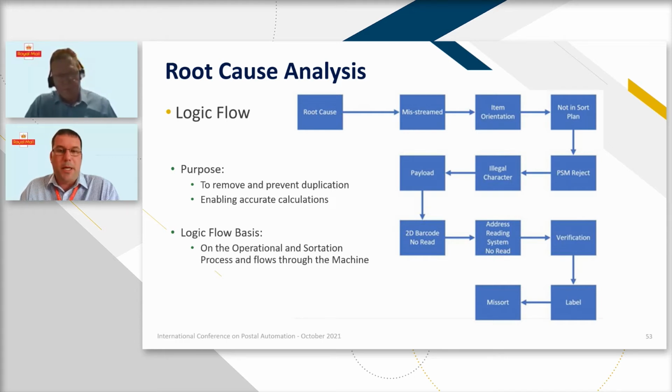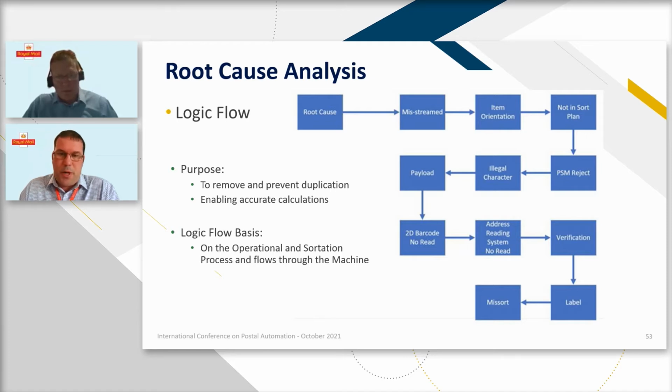Payload: the payload contained within the barcode was not correct for the barcode type, and therefore the machine was unable to process it or recognize it. The 2D barcode no read: the machine, for whatever reason, was unable to read the 2D barcode, and again, we would appraise that. The supporting address reading system wouldn't read. Now, as much as this is not connected to barcode read, it also provides us with additional sortation assistance.